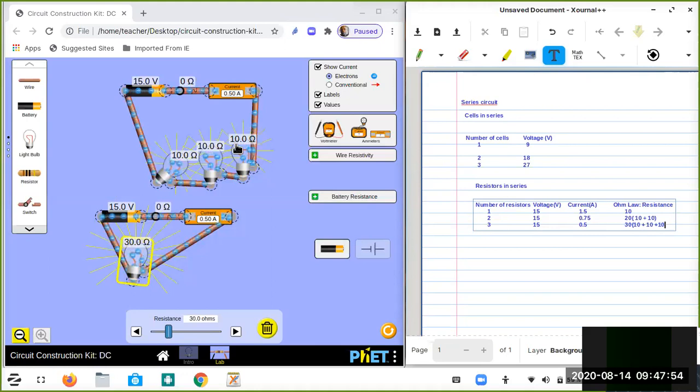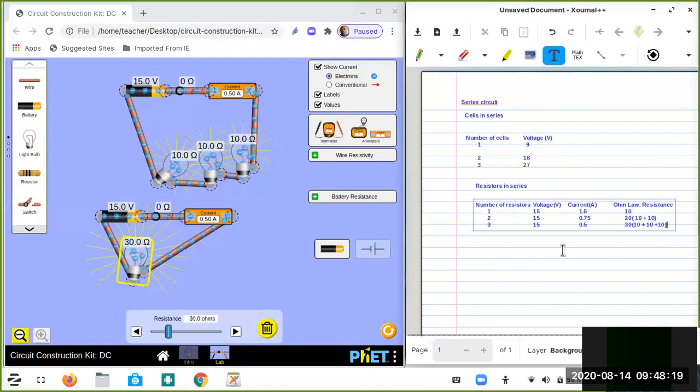So it means then that when we are connecting resistors in series, the resistance increases proportionally. In other words, the more resistors we connect, the higher the resistance. That's the thing here.